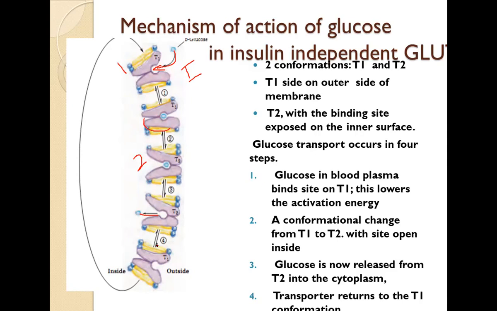Let us talk about it with respect to blood vessels and GLUT2 present on the liver cells or in the pancreatic cells. So from the circulation, the glucose enters into the T1. This brings about a conformational change to T2, opens the gate so that glucose enters into the cell. Once the glucose is detached from that, it returns back to its T1 state.